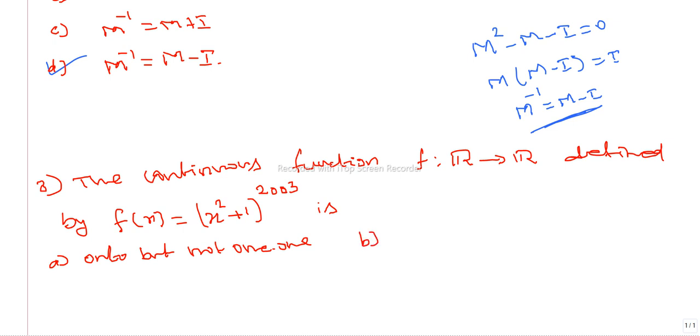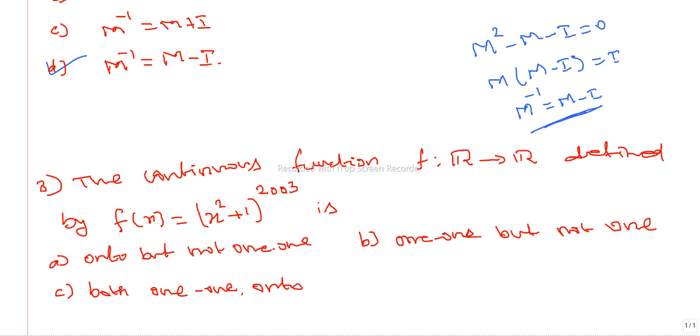Second option, one-one but not onto. Third option, both one-one and onto. And the last one is neither one-one nor onto. Neither one-to-one function nor onto function.